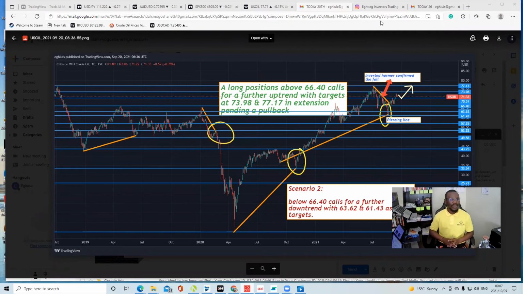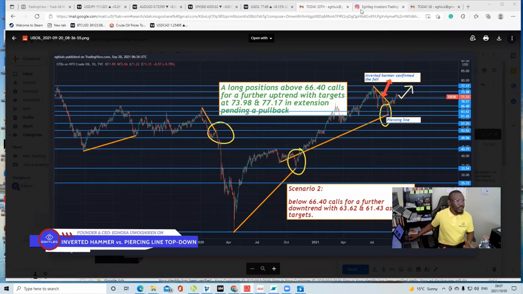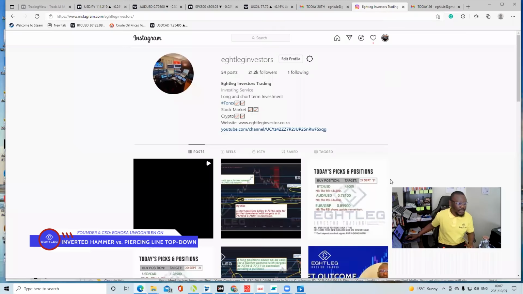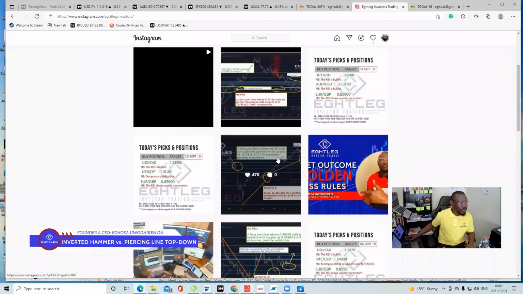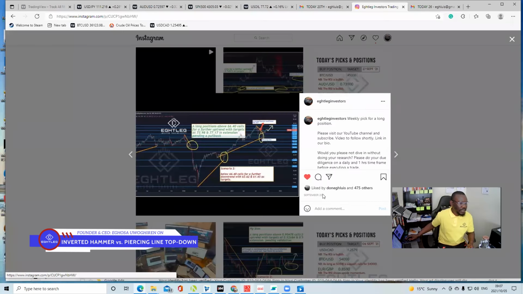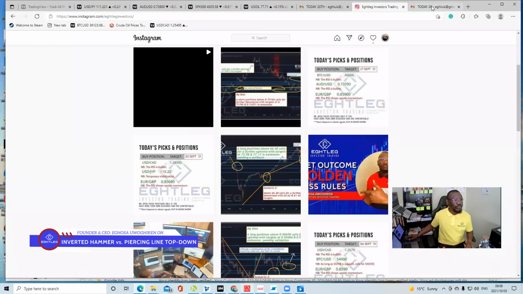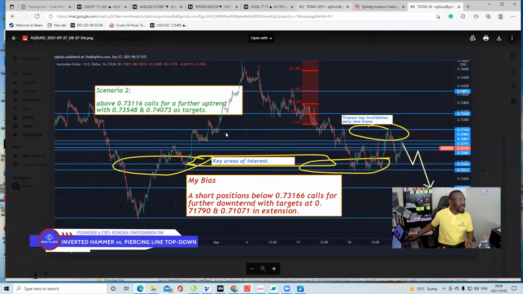Welcome back to our analysis for today. So like I said, this is the chart we will be analyzing, one of the charts. Before we go into this chart, let me quickly show, because I told you guys that it was posted on our Instagram page. This was the US oil, right? Yeah, it was posted on September 20th, 2021. You can see it there, or you can visit our Instagram page to see when it was posted.